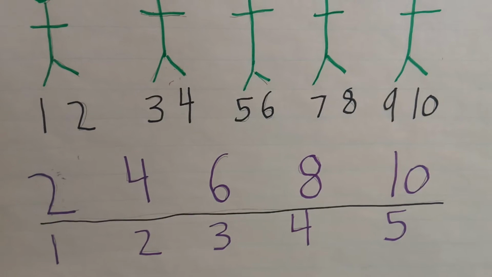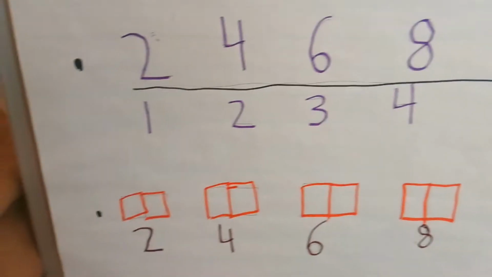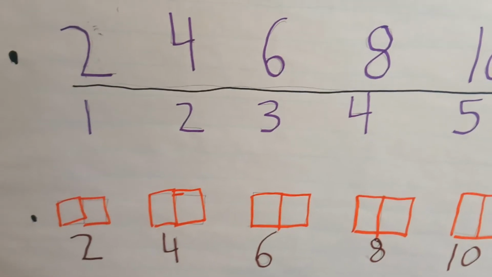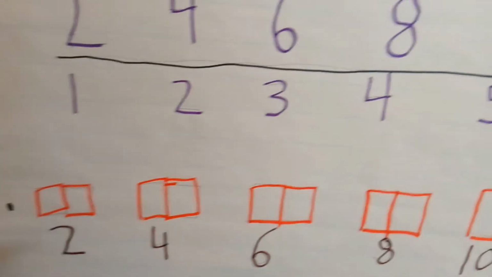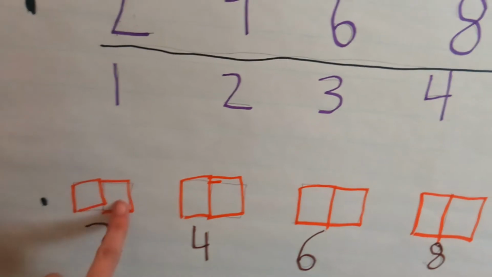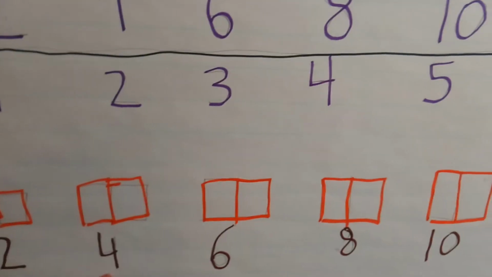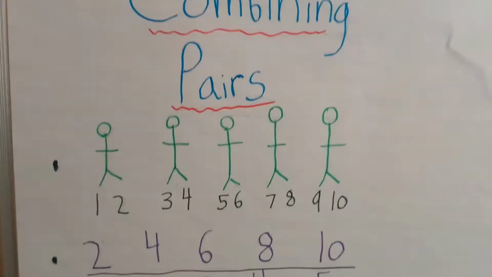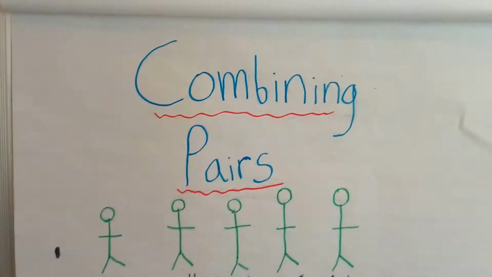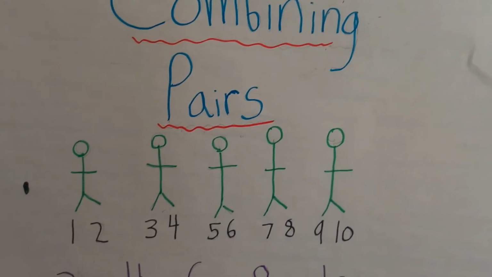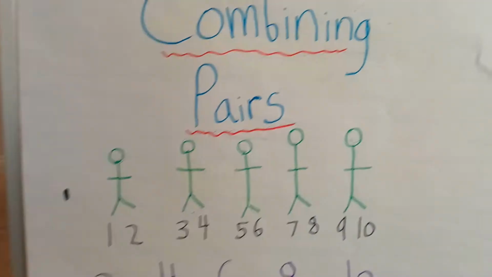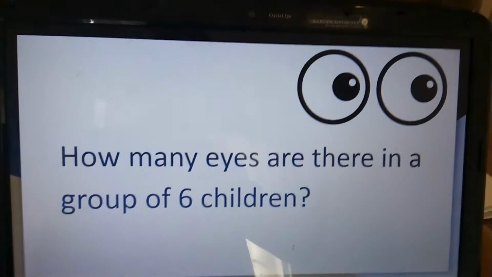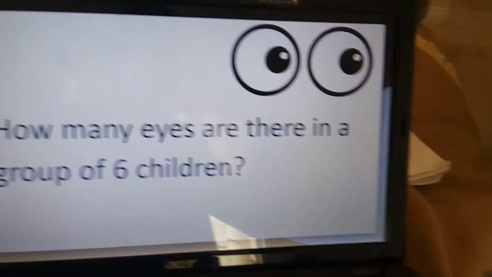And last but not least, some people just like to draw the whole thing. So they'll draw the unit, and let's say this is a face with 2 eyes. And then they'll count by 2s. Let's count by 2s because there's 2 eyes for each one. Ready? 2, 4, 6, 8, 10. Now I'll take a picture of this poster for you on your Google Classroom to refer to with your work. Meanwhile, I need to pick one of these strategies to solve for how many eyes there are in a group of 6 children.